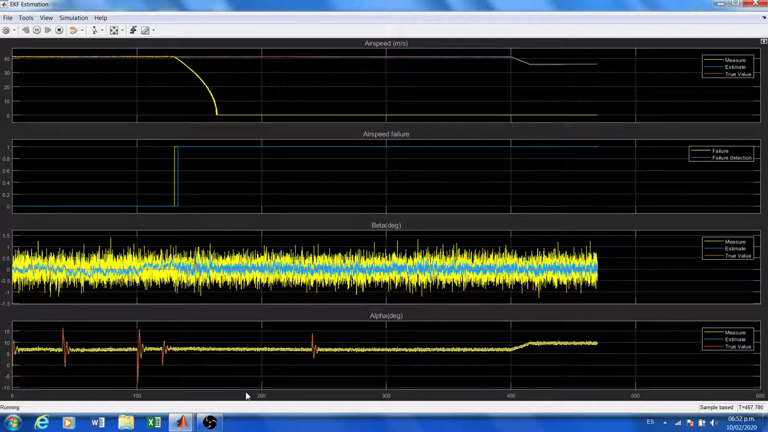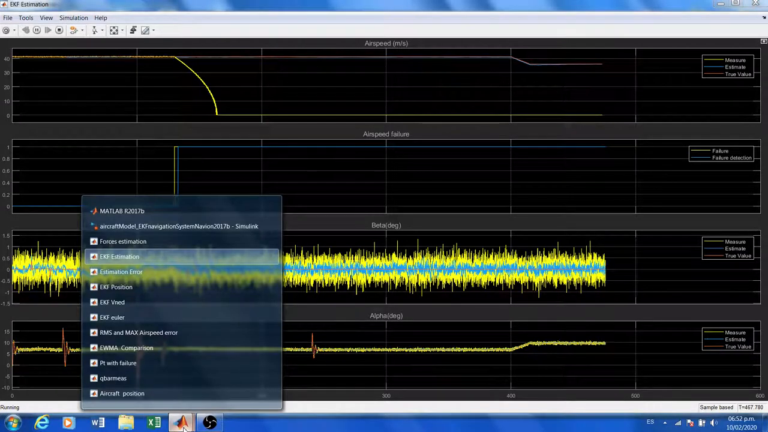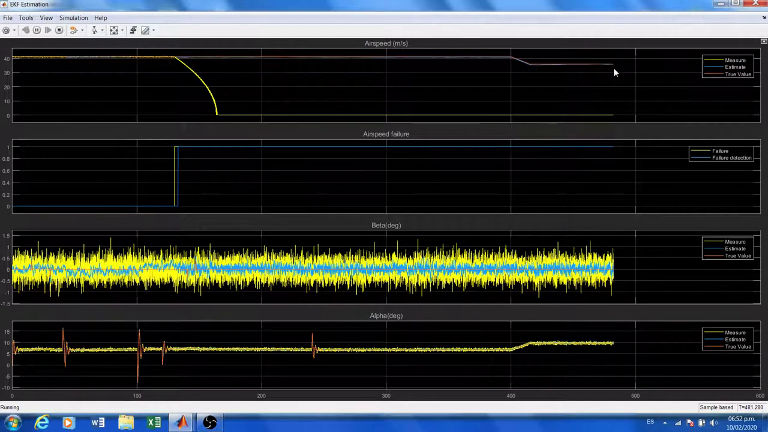Let's see the error. Okay, let's wait for the acceleration again. Okay, the acceleration. At 500 seconds here, the aircraft is accelerating, and the estimation is perfect. Okay, I'm very happy with this. Let's move the failure to another part.